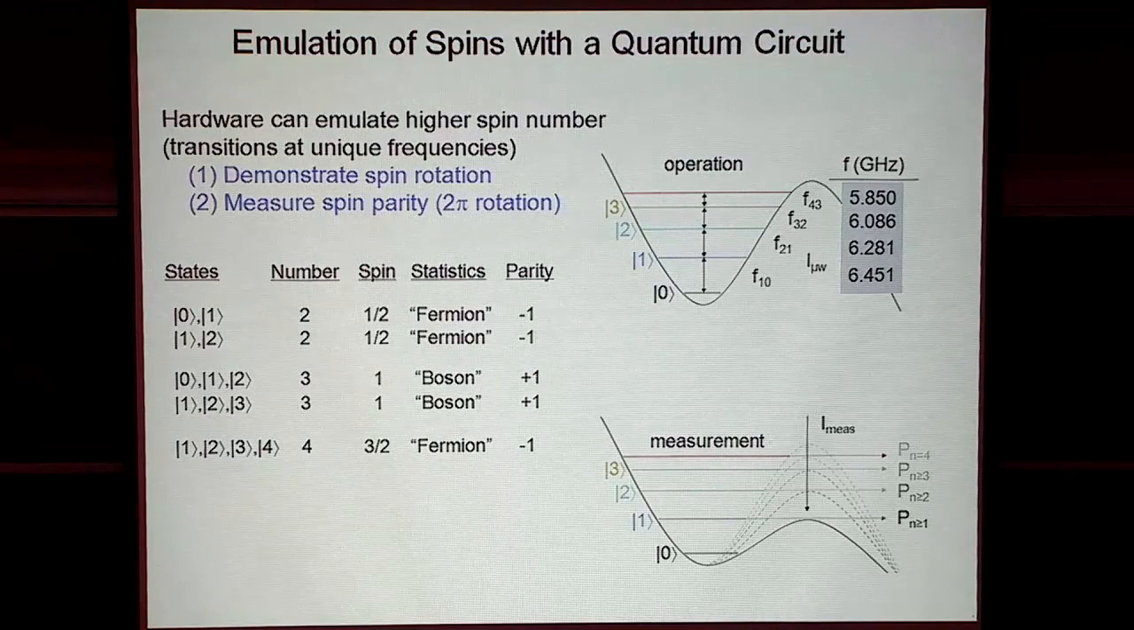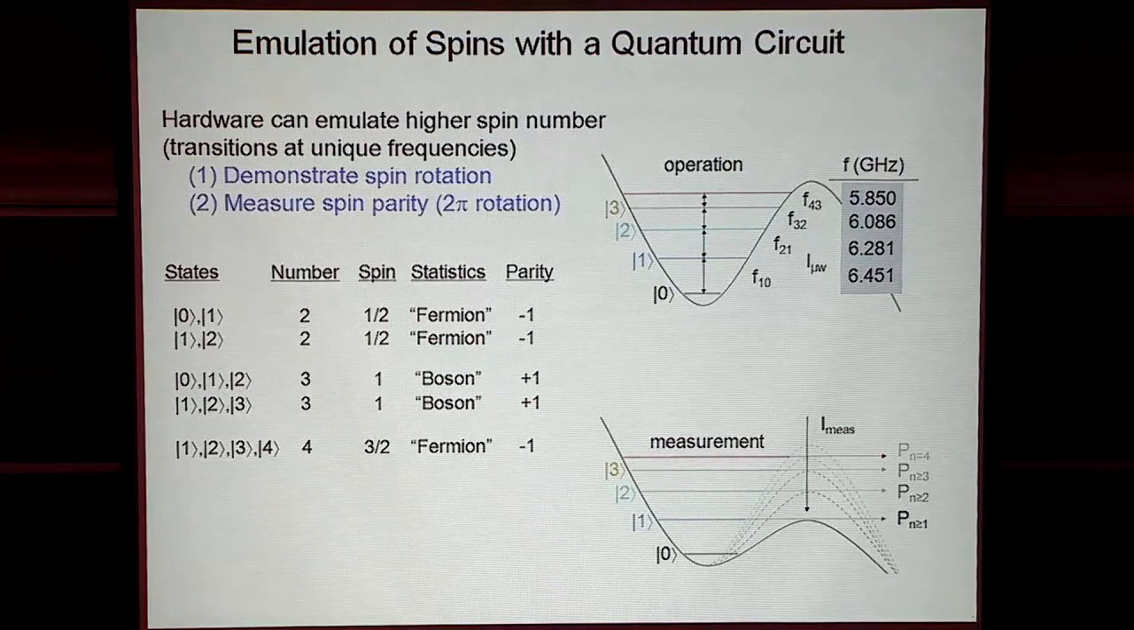I want to now talk, in the last 5 minutes, about an experiment we did with the emulation of spins with a quantum circuit. You recall when I was talking about the spin statistics theorem, I said that when you rotated a spin electron by 2 pi, you got a minus sign, okay? I want to explain the experiment we did to understand that. You have to take more advanced quantum mechanics to understand that, but I want to show you that in this emulation way, you can see that there's actually a minus sign there.